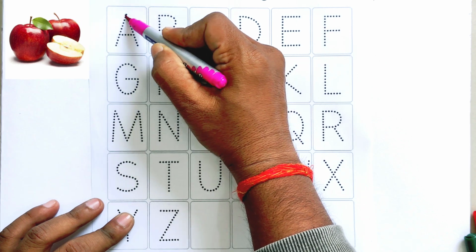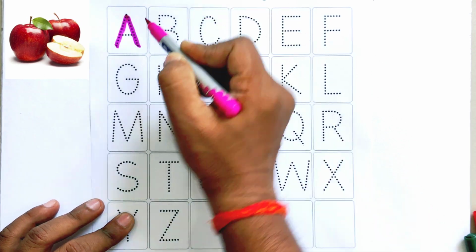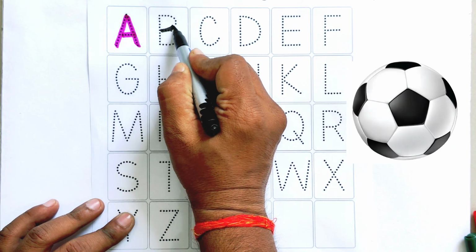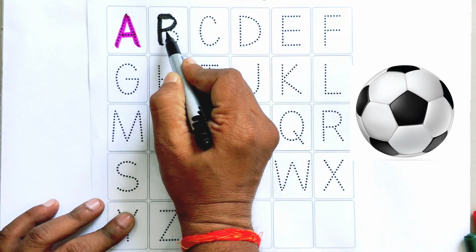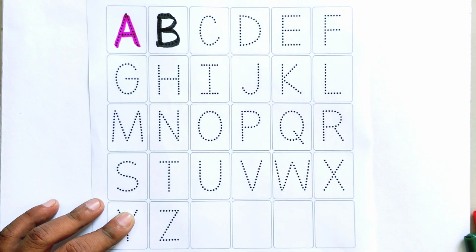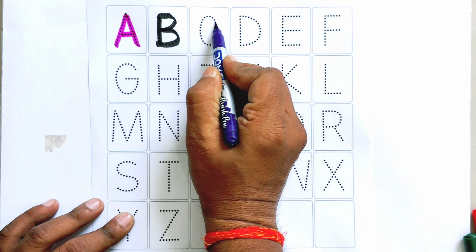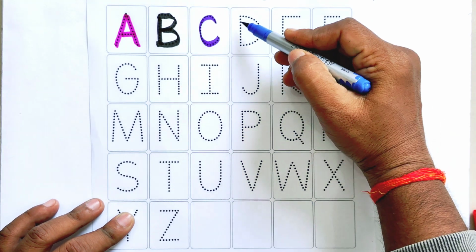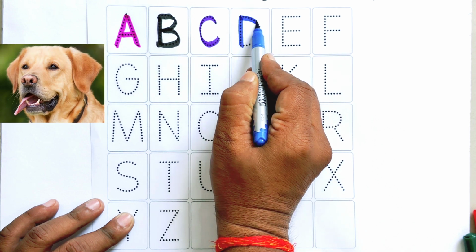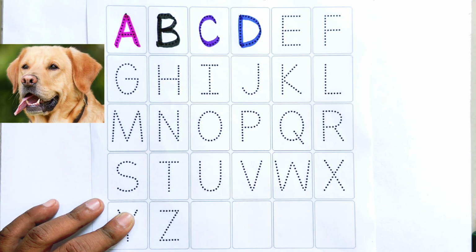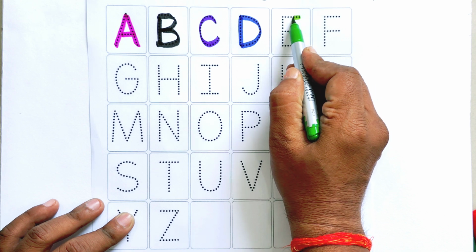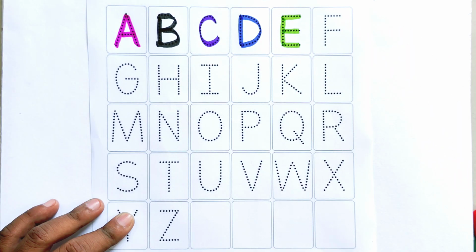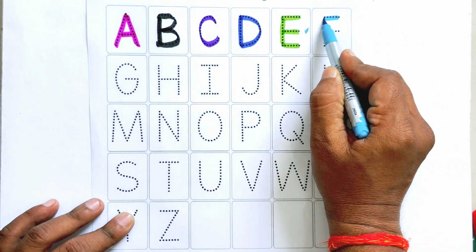Come with me. Again learn ABC. A for apple. B for ball. C for cat. Meow. D for dog. E for egg. F for fish.